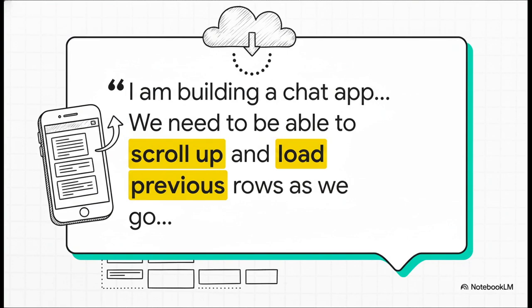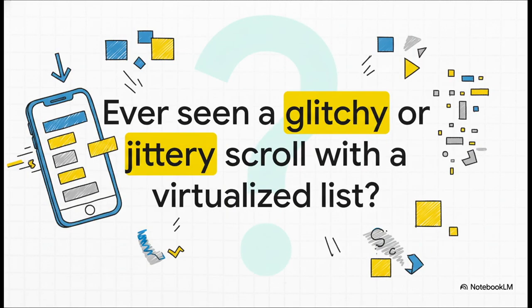Think about a chat app. You're at the bottom reading the newest messages. As you scroll up, you expect the older messages to load in. That's a kind of reverse infinite scroll, and it's notoriously tricky to get right with virtualization. And it's not just complicated stuff like chat apps. You've totally seen this before, right?